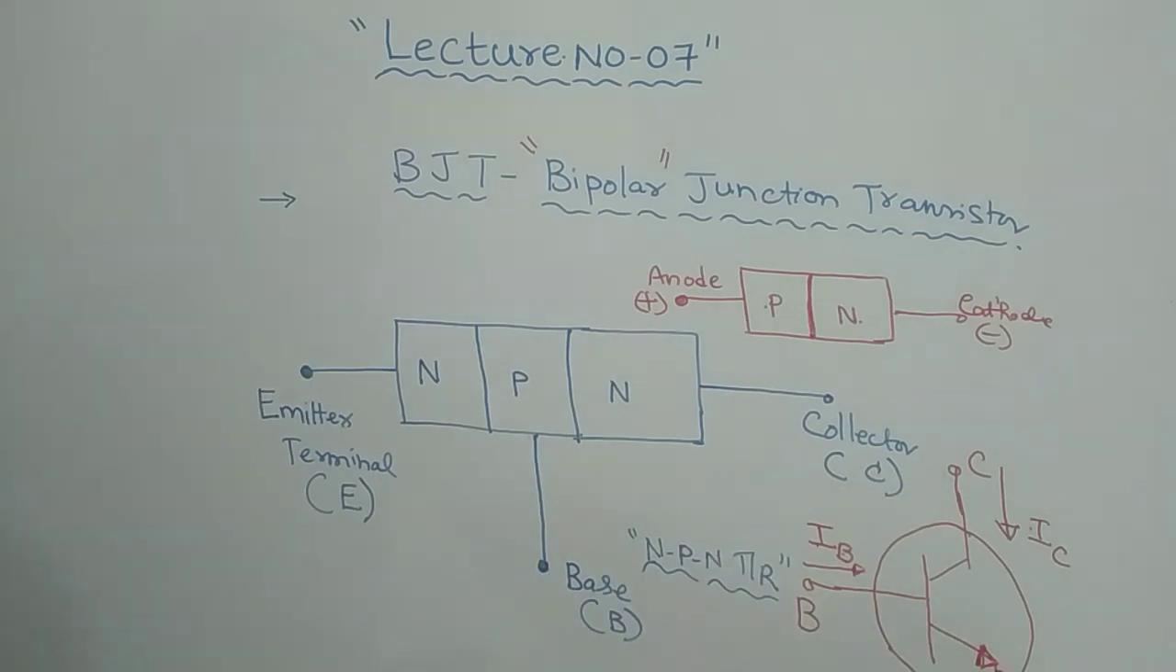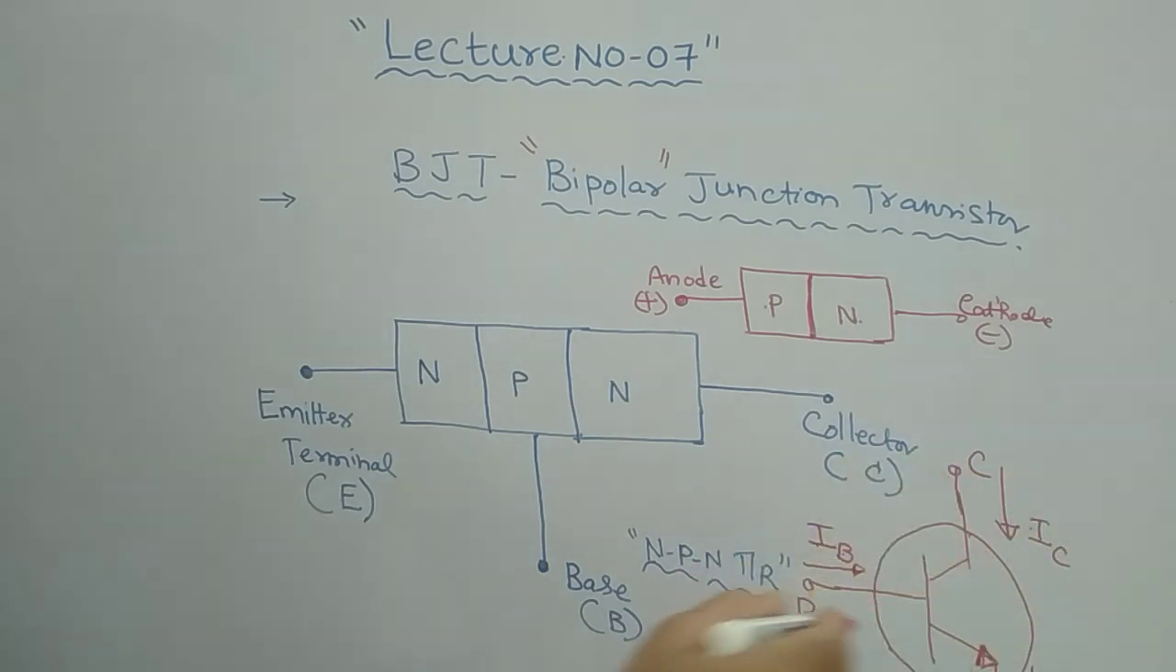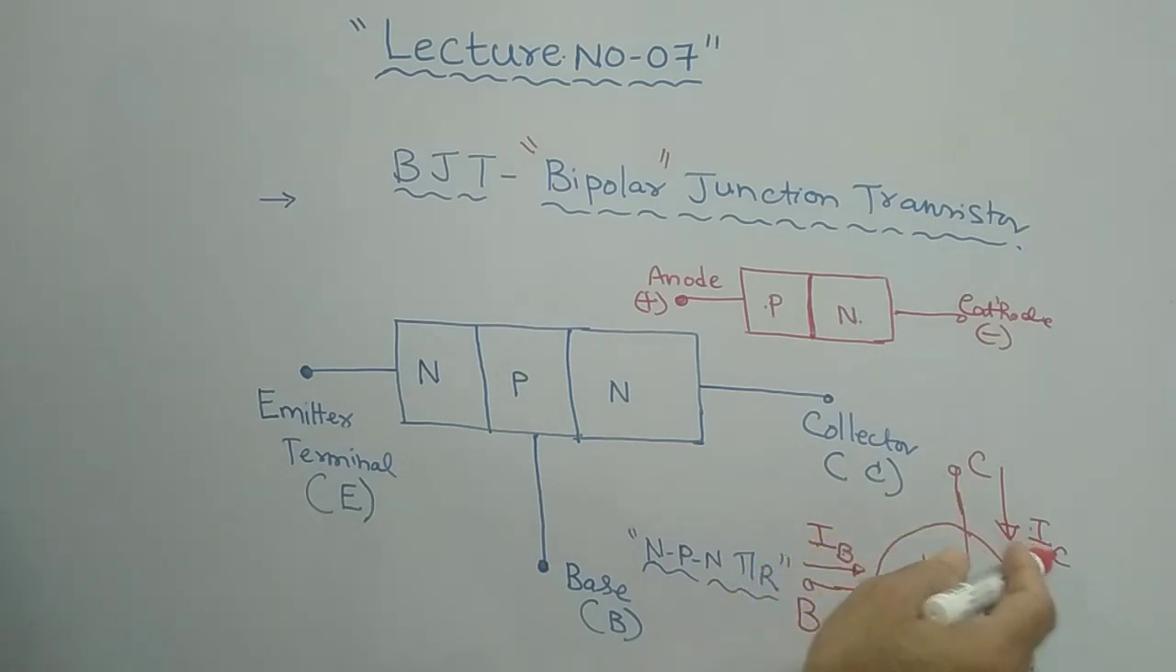Now what is the direction of flow of the emitter current? Obviously it is in the downward direction, right? Therefore there are three currents. As we have three terminals, base, emitter and collector, we will have three types of currents that flow through those three terminals. IB is the base current, IC is the collector current, whereas IE is the emitter current.